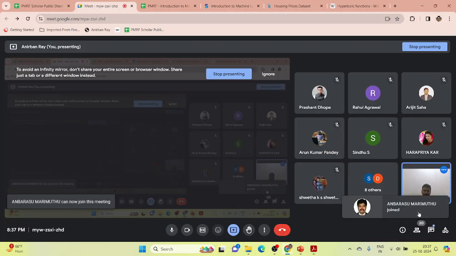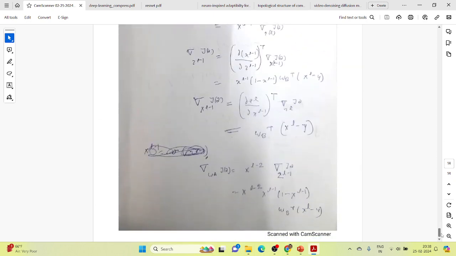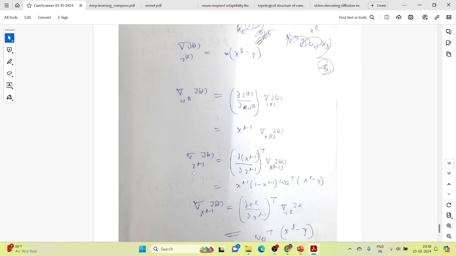Not easy, I know. What can I do? The Jacobian is like this: for every z value I take the derivative with respect to all values of x, so it becomes a matrix. The matrix dimension is n cross q. When I take the transpose, it becomes q cross n. The multiplication with the derivative, an n cross 1 vector, is how I've got this. That del J with respect to ZL minus 1 is the derivative with respect to XL minus 1 multiplied by the Jacobian of XL minus 1 by ZL minus 1 transpose.